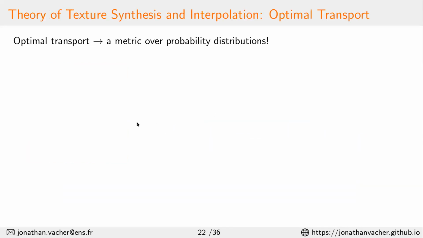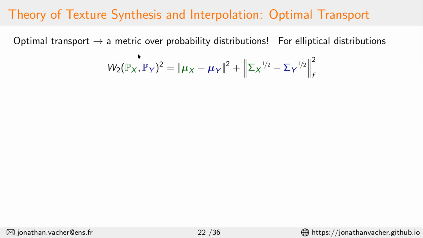And so when you have an elliptical distribution and you want to match distributions together, a natural tool is optimal transport, because it defines a metric on probability distributions. And for elliptical distributions, and specifically for the case of Gaussians, the squared distance between two Gaussians is the sum of the squared distance between the means and the squared Bures distance between the covariance matrices.